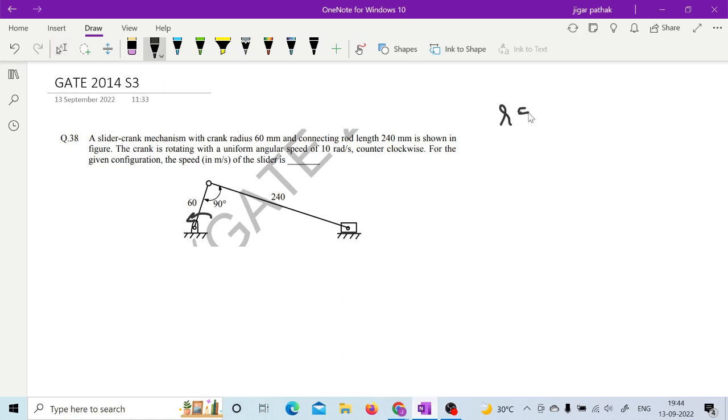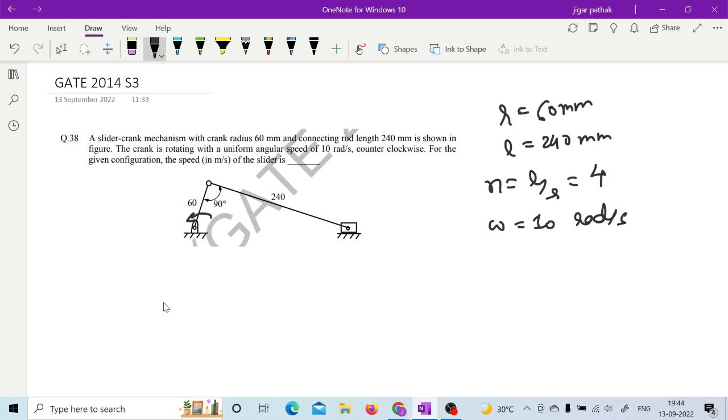Here what is given is R equal to 60 mm and L equal to 240 mm. So your n will be L by R, which is 4, and omega is mentioned as 10 radian per second. So from this given data, the velocity of the slider which we have derived is Vs equal to omega r into sin theta plus sin 2 theta by n.